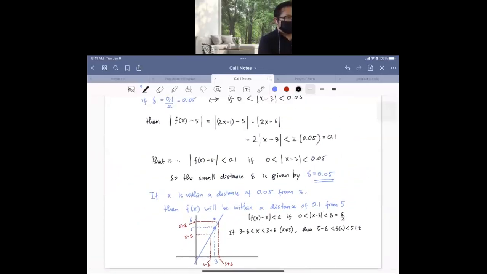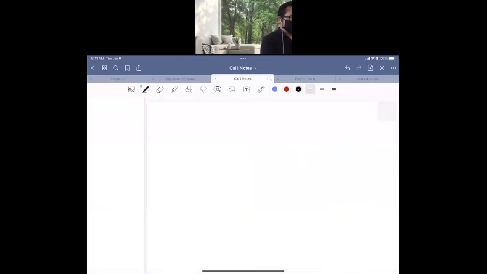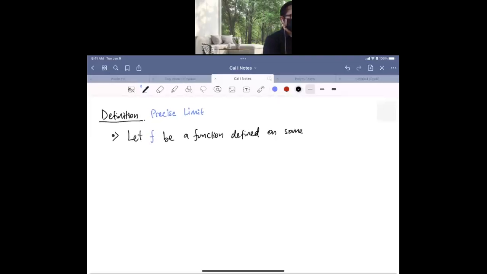Okay, now let me give you the concept first. So, definition for a precise definition or precise limit. Let f be a function defined on some open interval that contains the number, usually we take A, and perhaps except at A itself, which means that maybe there will be a hole.